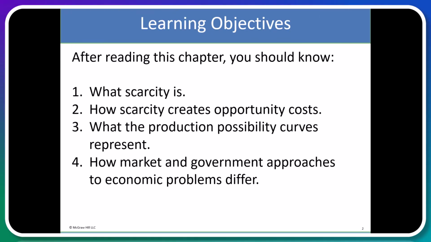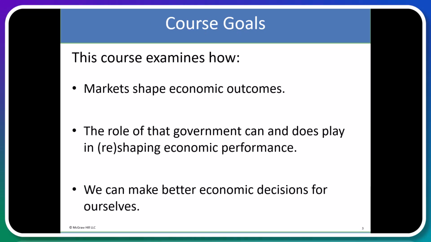Chapter 1, we're just going to be discussing what is actually going on here, what is the subject matter of the book. This chapter, we are going to talk about scarcity, opportunity cost, the production curve, and how market and government approach the economy in a slightly different manner. Our main goals for this: shape our economic outcomes, what is the role the government plays in the economy as a whole, and what it has for better decisions.